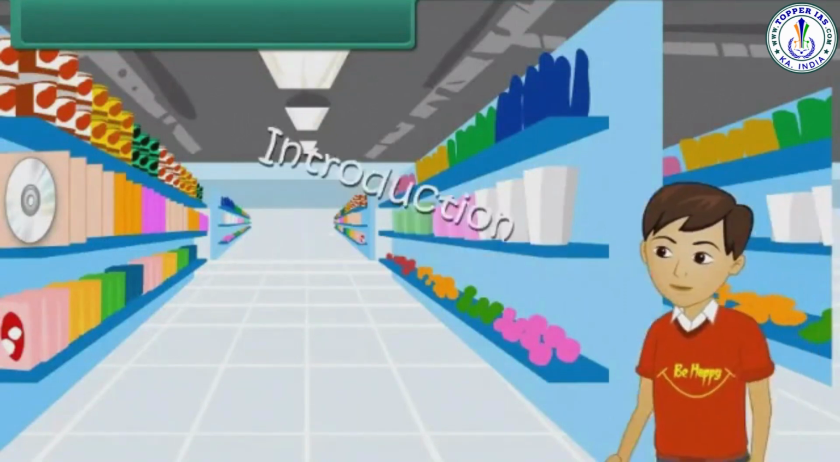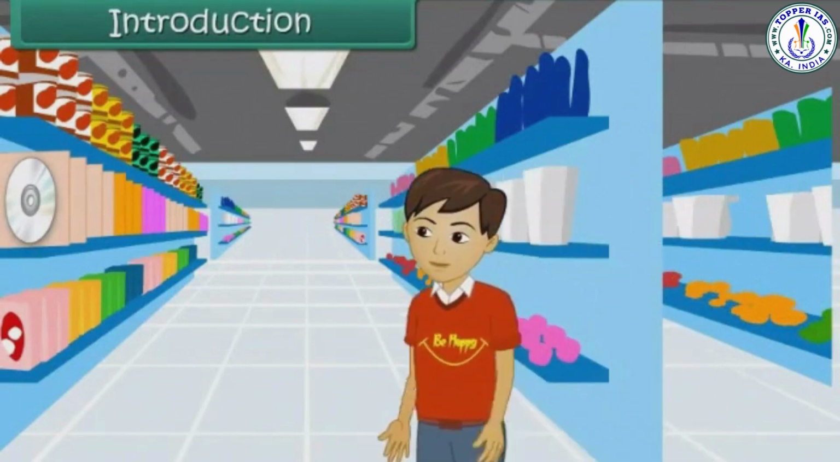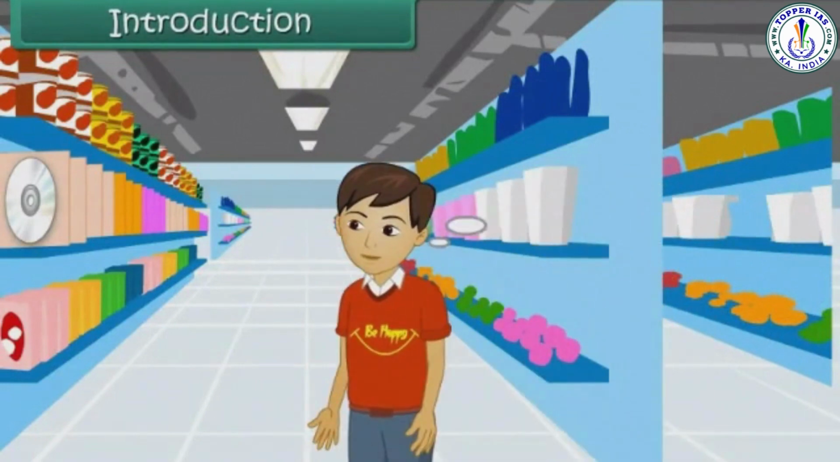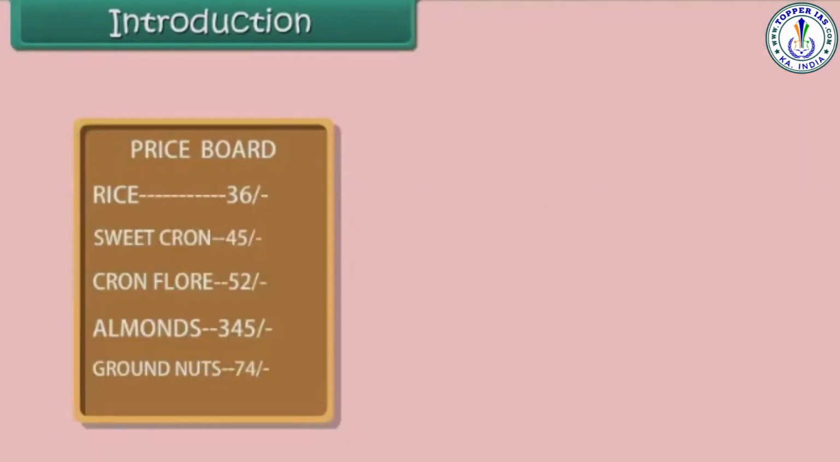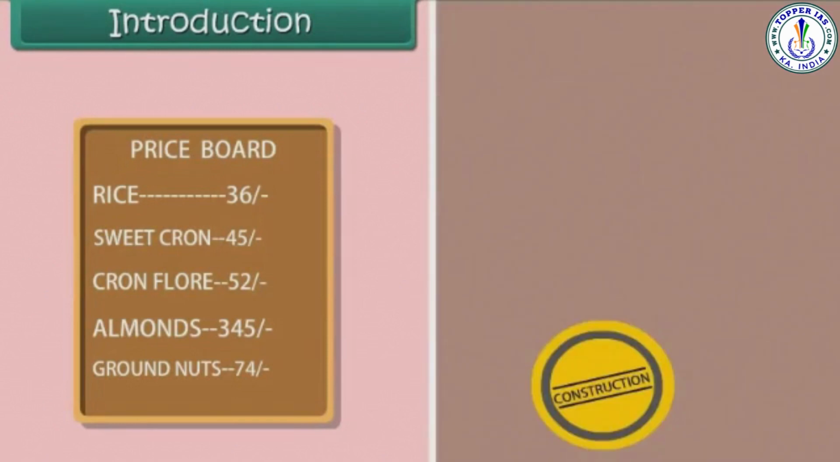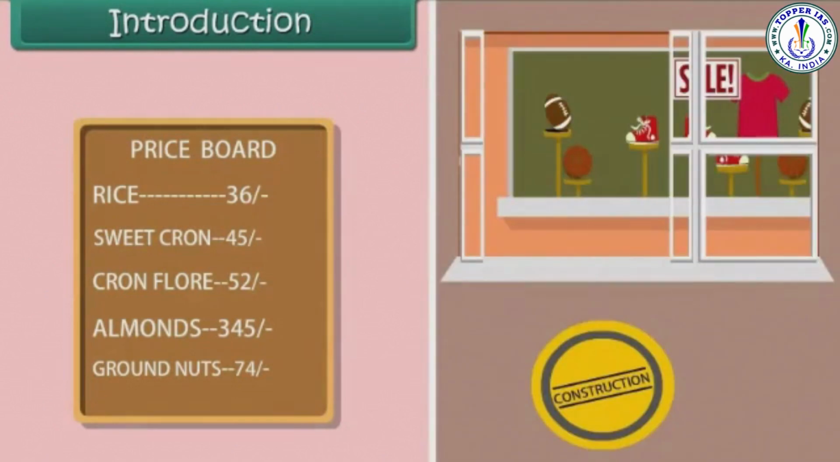Introduction. John was at a shopping mall. Today at school he had learnt about various shapes. He looked around and saw various shapes in the objects around him. Let us look at what he saw. He saw a rectangle billboard, a circle logo, and a rectangle window. Come, let's learn more about shapes.